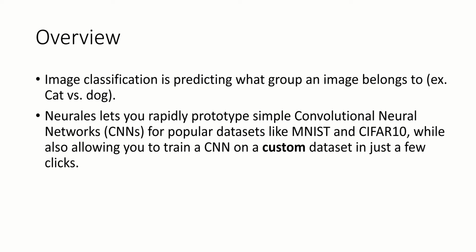So Neuralist lets you really rapidly prototype these simple convolutional neural networks, which are the specific model for image classification. You can use popular data sets like MNIST and CIFAR, but you can also train it on a custom data set. Whether you're new to machine learning and just want to play around without messing with any code, you can try out MNIST and CIFAR. And if you're a little more experienced or want to use it in more practical applications, you can train it on custom data sets, and that's really a nice feature of Neuralist.